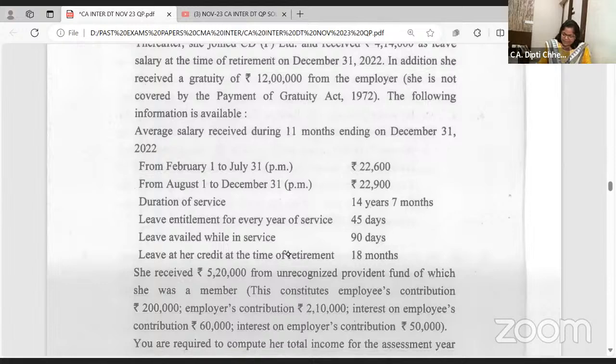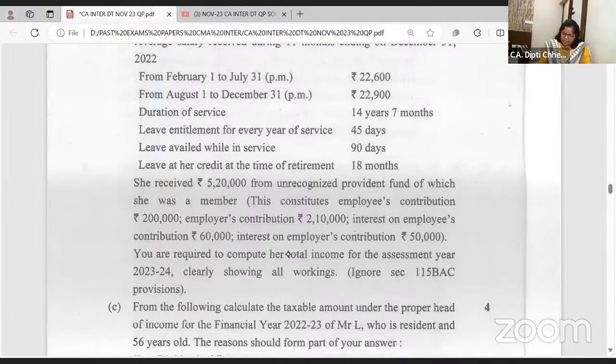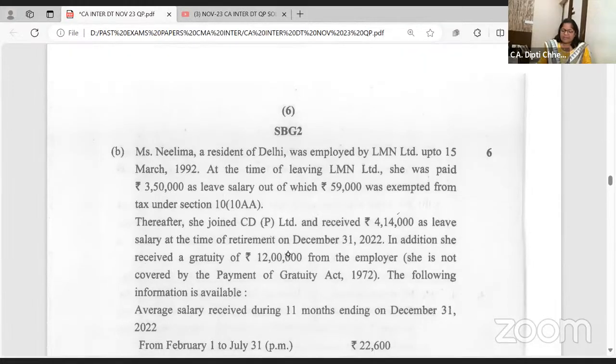Oh, this is a retirement benefit problem, and there are a lot of calculations in it. For how many marks? 6 marks. Miss Neelam is a resident of Delhi and she worked till 1992. It is an in-depth problem, but if you know the provisions, if you have done repetition, you will score well. The only thing students need is practice in taxation. All the students are good in concept.